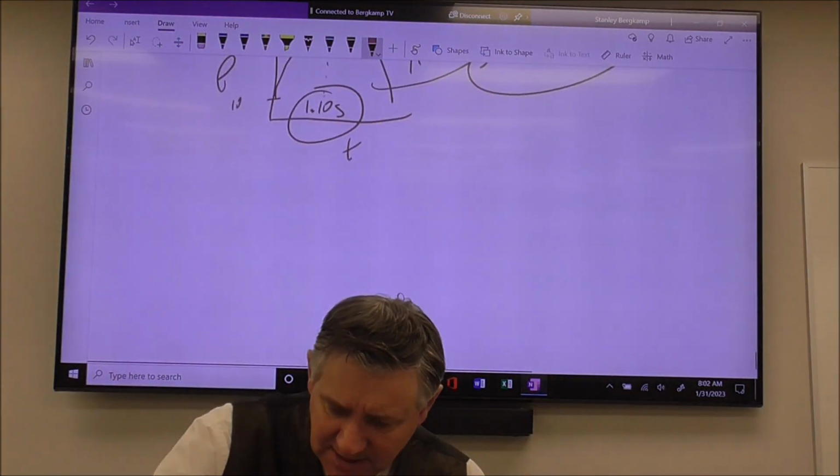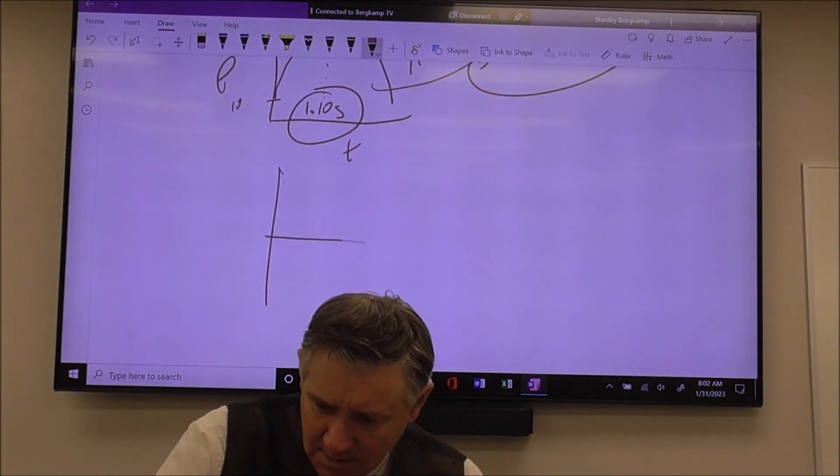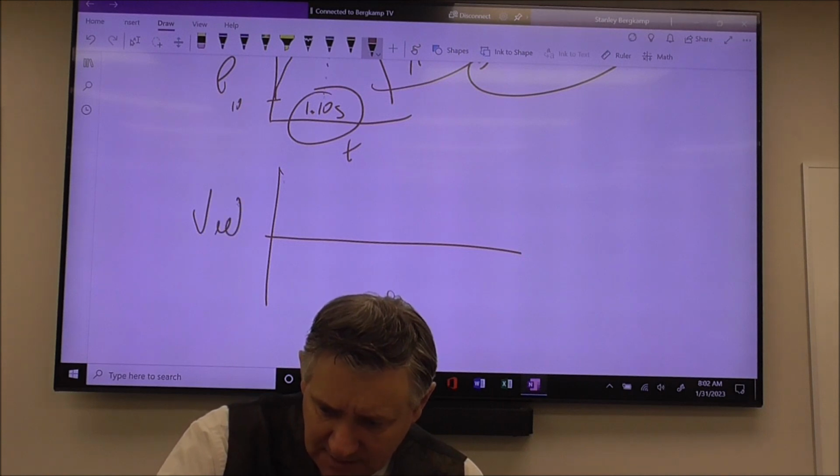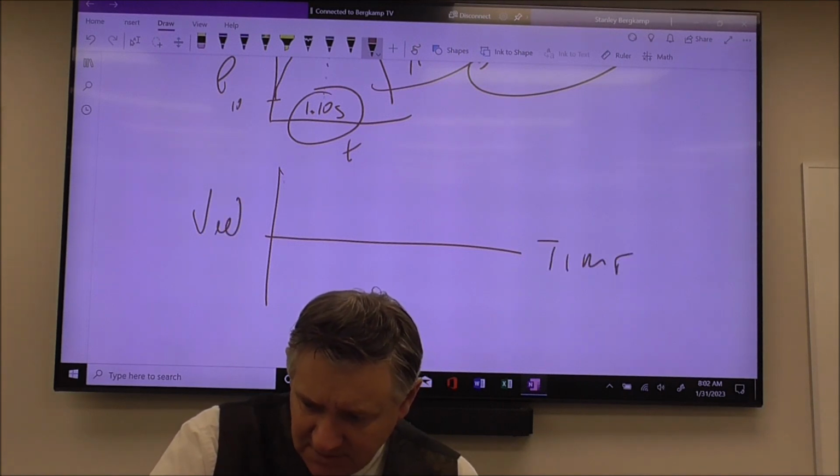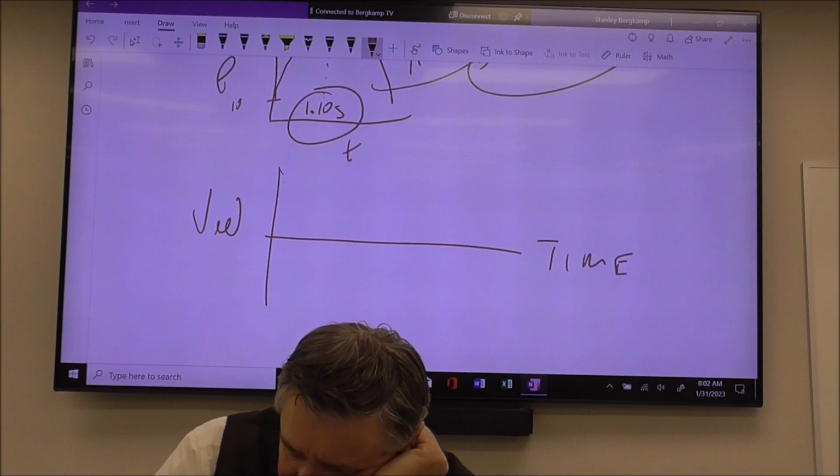let's talk the velocity time graph. So on your velocity time graph, I'm going to give you some options on your velocity time graph. Okay?